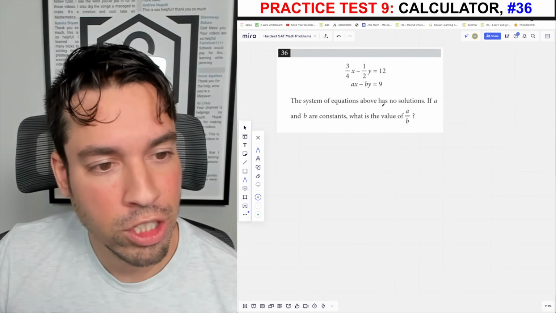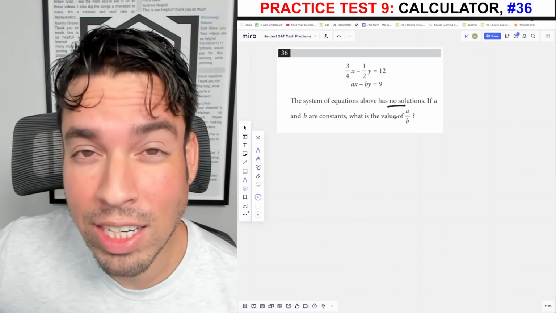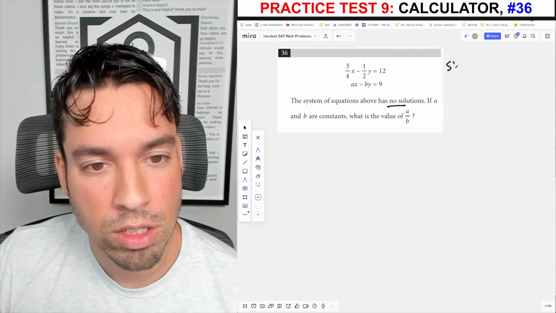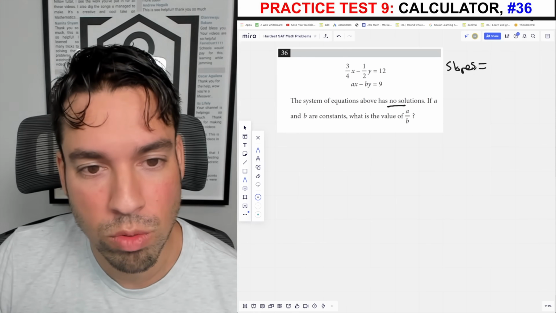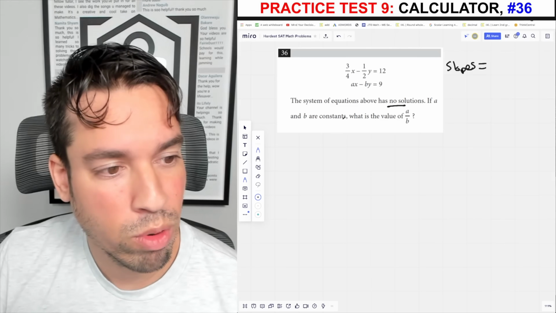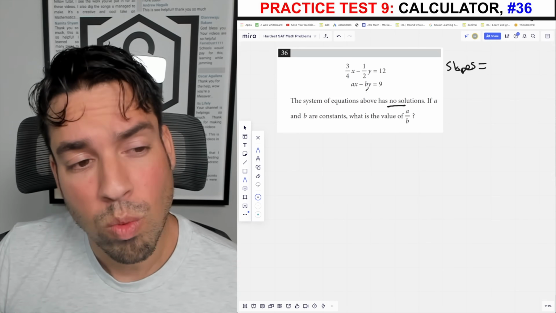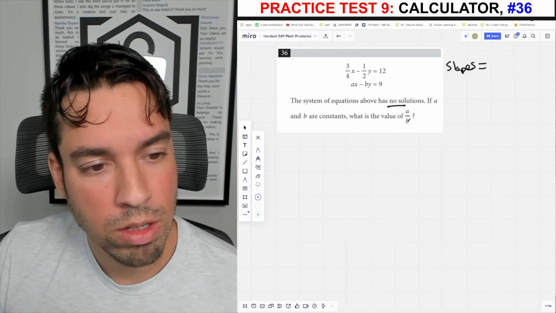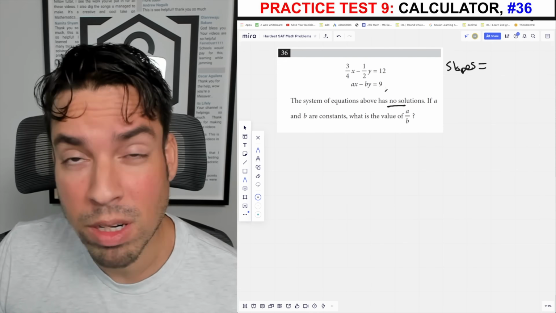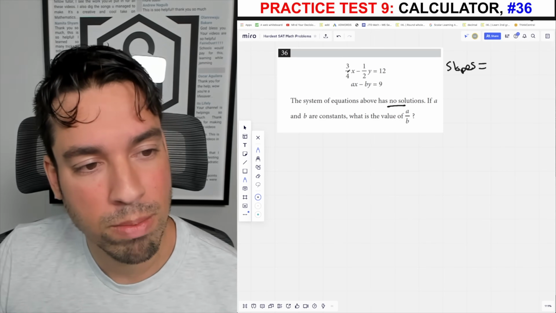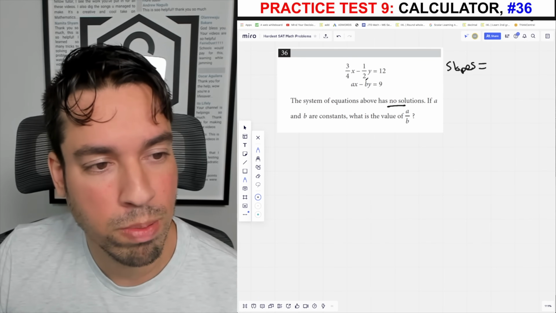The system of equations above has no solutions. You gotta know when you read a question like this immediately that it's saying that the slopes are equal, that the lines are parallel. Very important. If A and B are constants, what is the value of A over B? Okay, what I would like to do immediately, since I know the values of the slopes have to be the same, is put it into slope-intercept form. And it might not be the prettiest looking thing, but the top one I'm going to straight up get rid of the fractions first, multiply everything by 4.